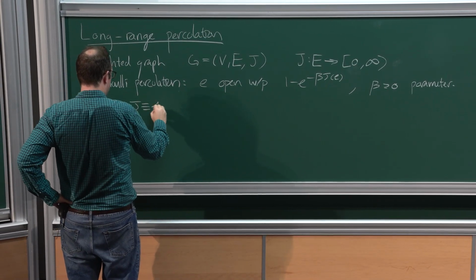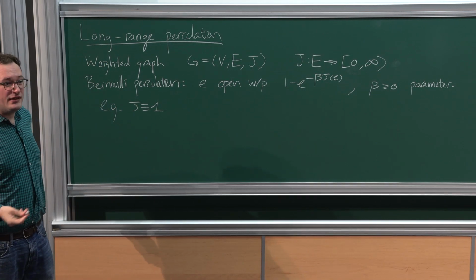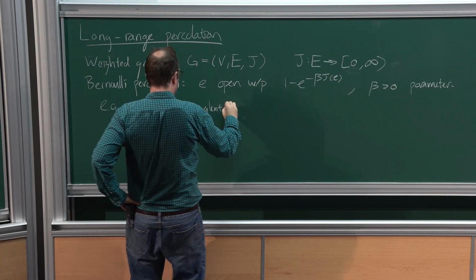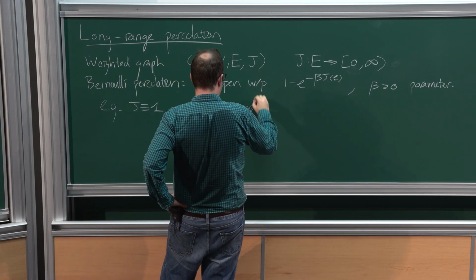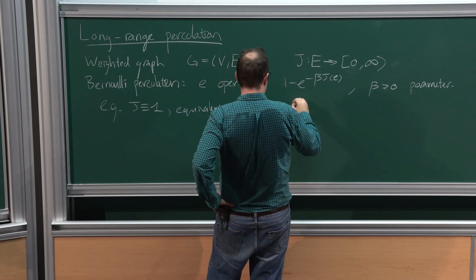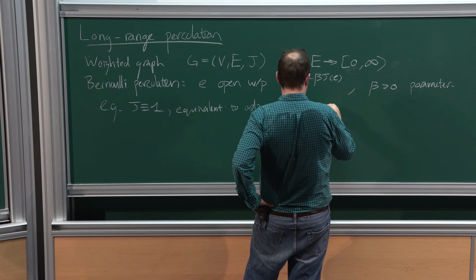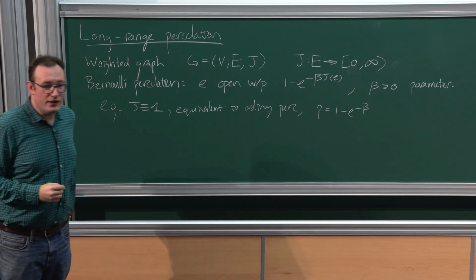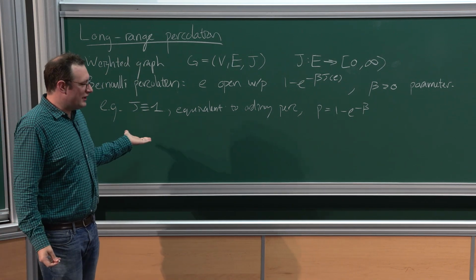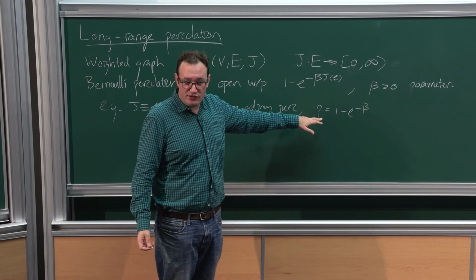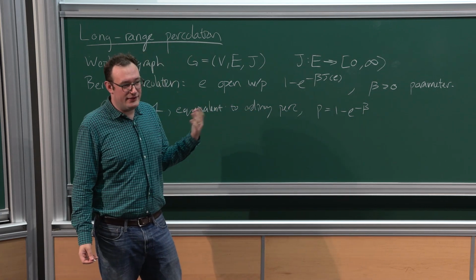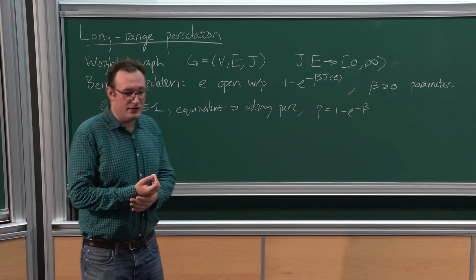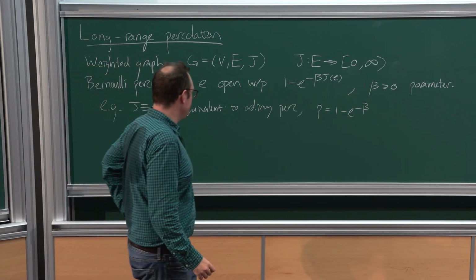If I took j to just be the constant function 1, then this is equivalent to ordinary percolation, but with p is 1 minus e to the minus beta. And in fact, even for ordinary percolation, this is often a very convenient parameterization to work with. It makes, for example, Russo's formula, things like that come out rather more cleanly than in the normal parameterization.